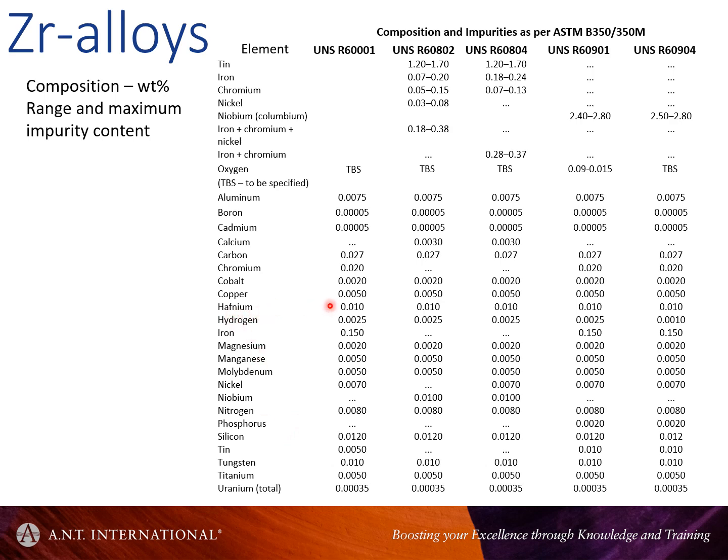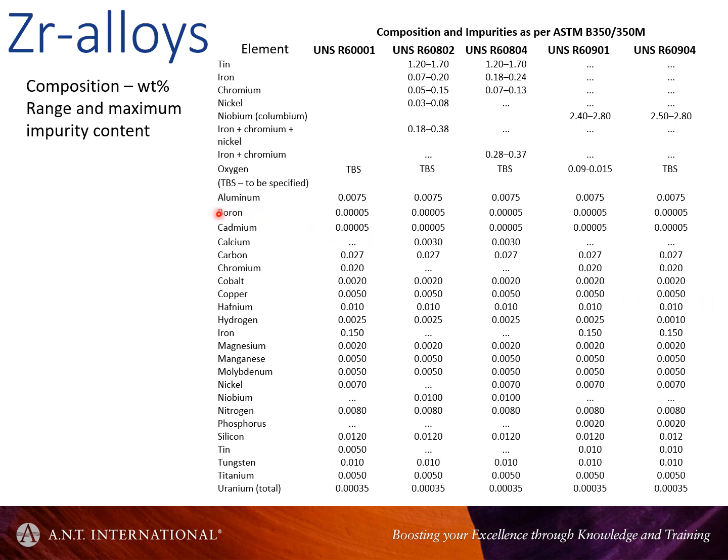So these values are in weight percent, and so the hafnium here is given as basically 100 weight ppm. I think that's 100 weight ppm, yeah. So basically you want to minimize the amount of hafnium in your alloy for use in nuclear reactors. Not so if it's not nuclear, but in nuclear you want to minimize the amount of hafnium.